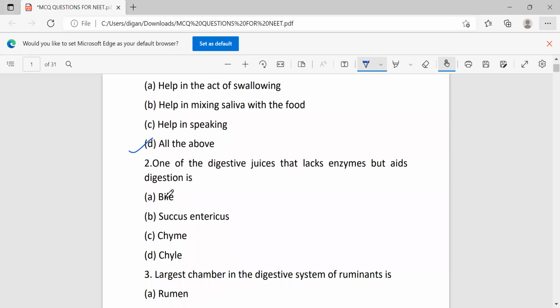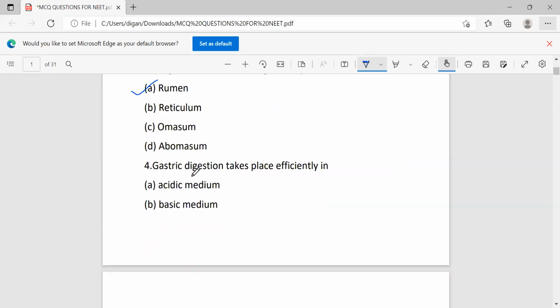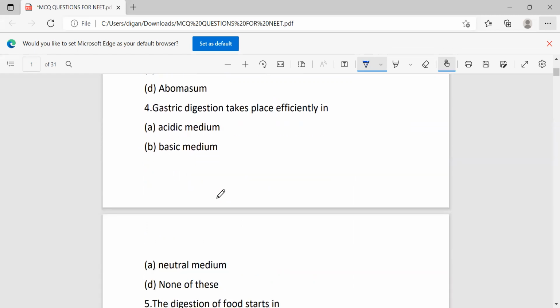Next, go for the next question. One of the digestive juices that lacks enzymes but aids in digestion. For this, the correct option is A, that is bile. Next question: the largest chamber in the digestive system of ruminants is, four options are given, and the correct option is rumen. Next question: gastric digestion takes place efficiently in, four options are given: acidic medium, basic medium, neutral medium, none of these, and the correct option is A.